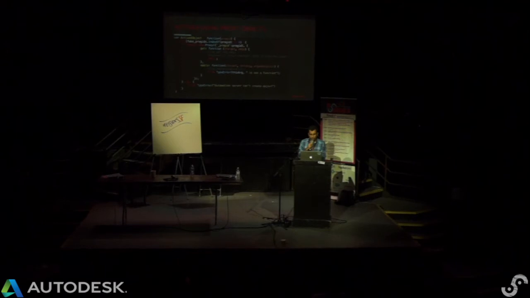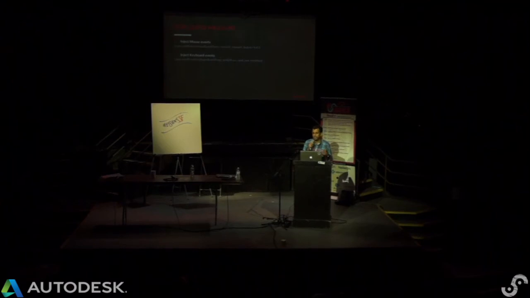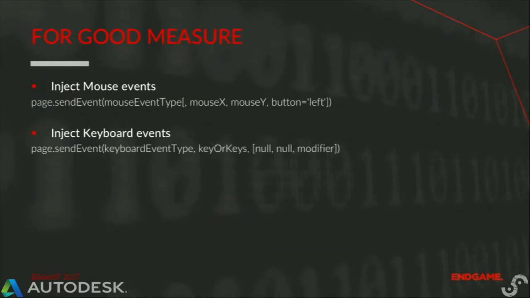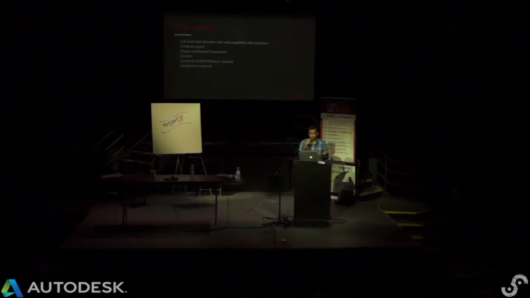So that gives us the ability, for good measure, to imitate human behavior. You could regularly move the mouse and insert keyboard events, and look like there's a human element there. So with all that code, and again, this is like, I would say, 500 lines of hacky code, you have a call stack of whatever happens in a browser. You have the attribute accesses over this call stack. We get to see what plugins and what ActiveX the browser is looking for.